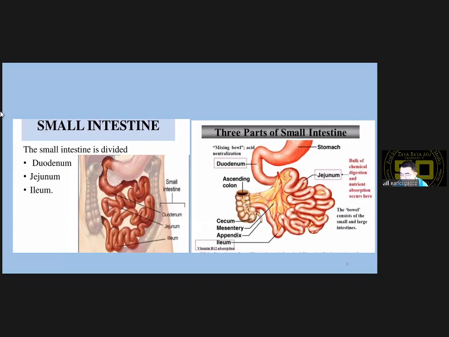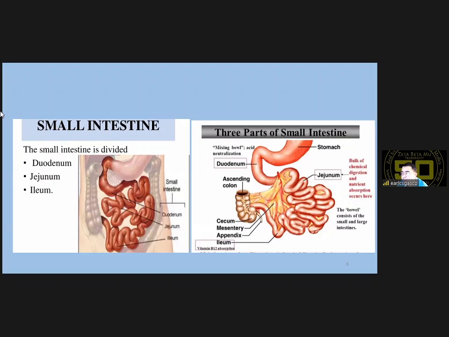Now, the small intestine is divided into three: the duodenum, the jejunum, and the ileum. The duodenum is the first part. It's also known as the mixing bowl of the small intestine, which functions in acid neutralization of the contents coming from the stomach. The intestinal contents, the chyme, the digested contents from the stomach, is actually acidic. So the duodenum is the first part that neutralizes it.